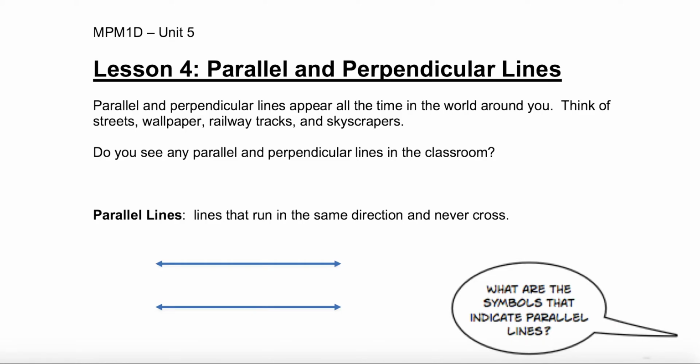Lesson 4 is on parallel and perpendicular lines. So parallel and perpendicular lines are kind of special when we're talking about graphing lines. We're going to be looking at a set of straight lines, so 2 straight lines at a time.